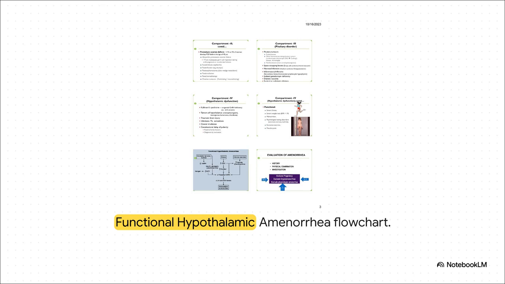This perfectly, and I mean perfectly, suppresses the pulsatile release of GnRH from the hypothalamus. As a result, LH and FSH levels drop, and ovulation just shuts down. It's literally the body's protective mechanism saying, hey, we do not have the energy reserves right now to support reproduction.